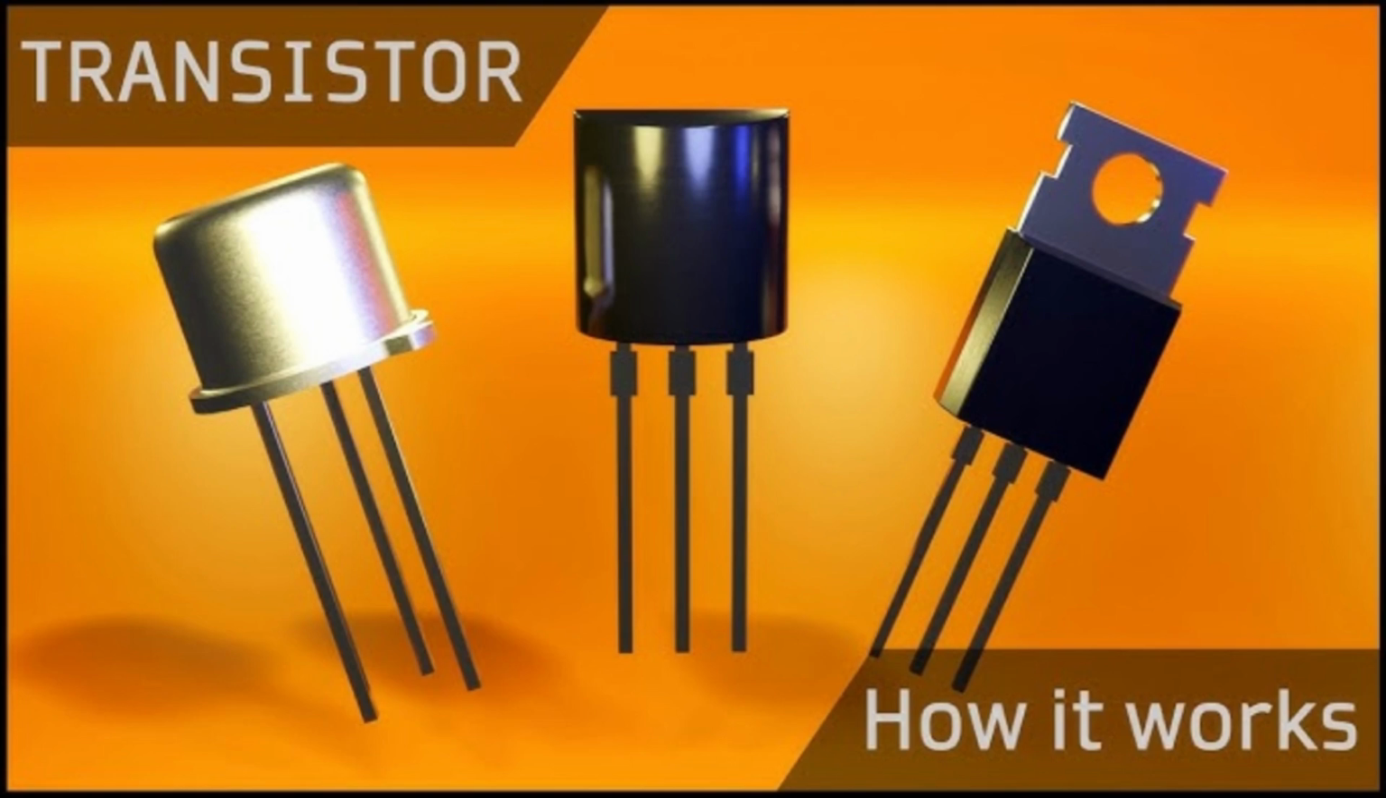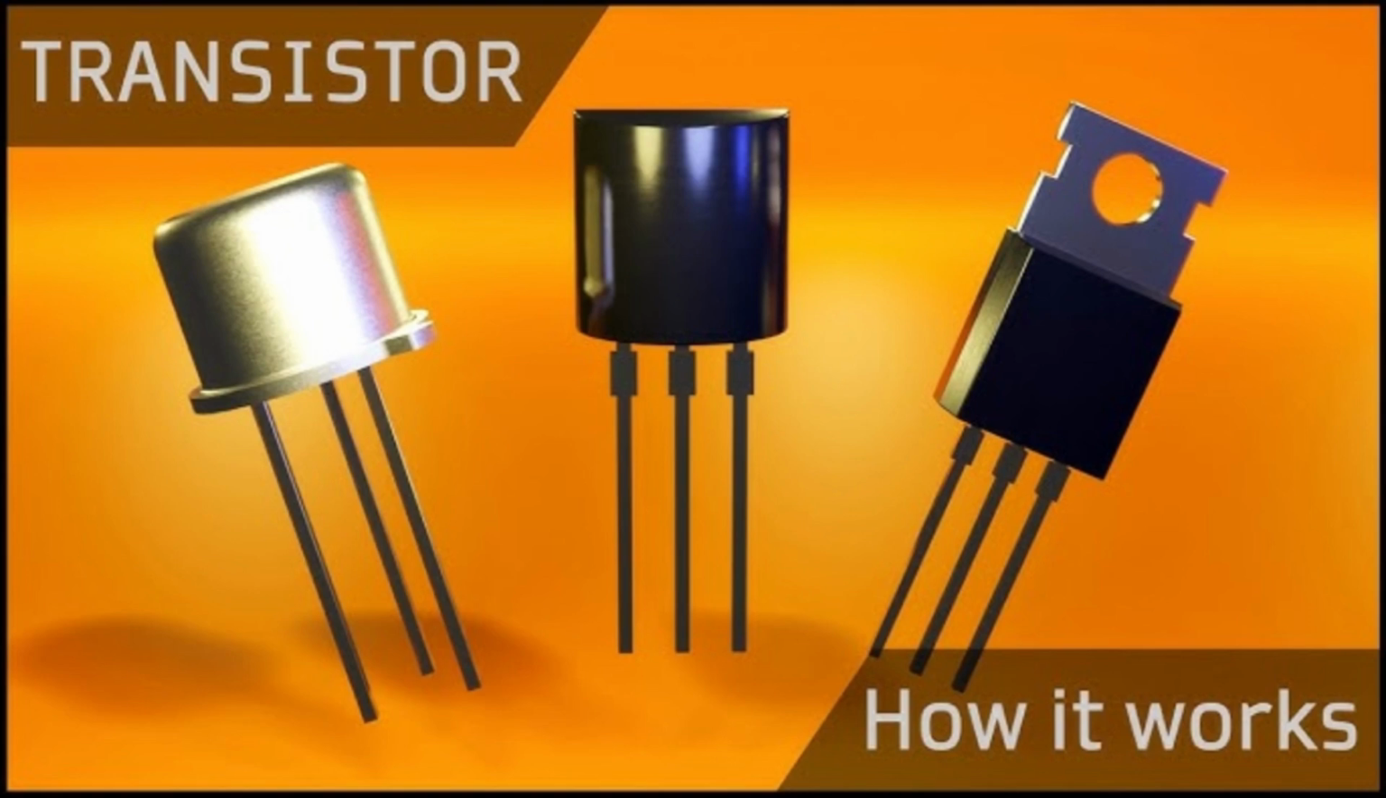2. Cutoff mode, OFF state. BE junction reverse biased, BC junction reverse biased. No significant current flows. I_C is almost equal to 0, and I_B is almost equal to 0. Purpose: used as a switch in digital circuits, logic gates, and microcontrollers. Effect: the transistor acts as an open switch, off state.